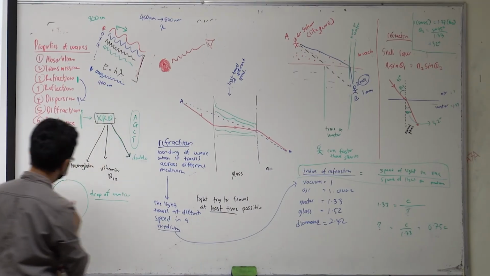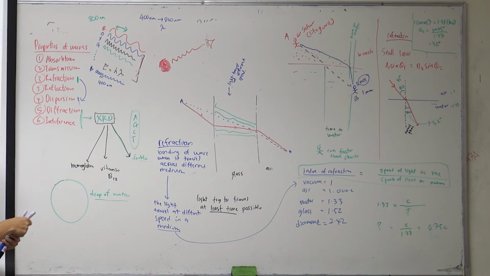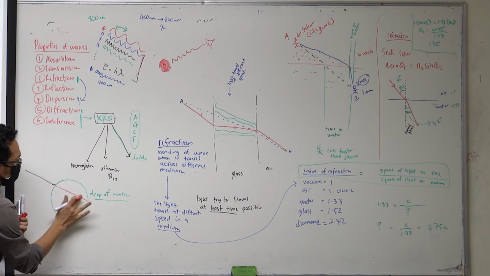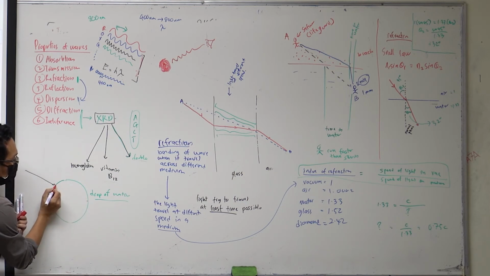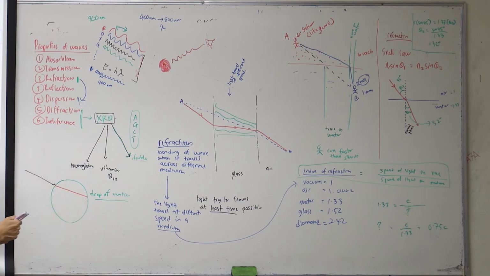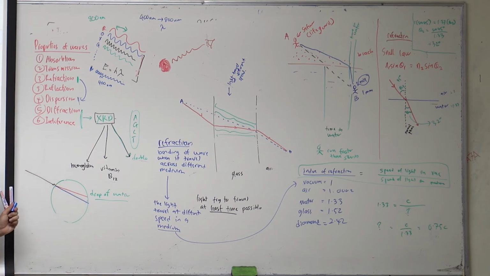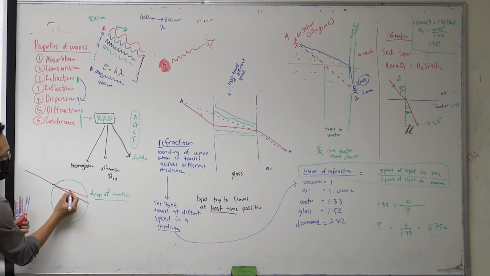So you will see, let's say this light is coming from here. What will happen is that the red will be bent. Because this is a water droplet in air. And then the blue will also be refracted, like that.